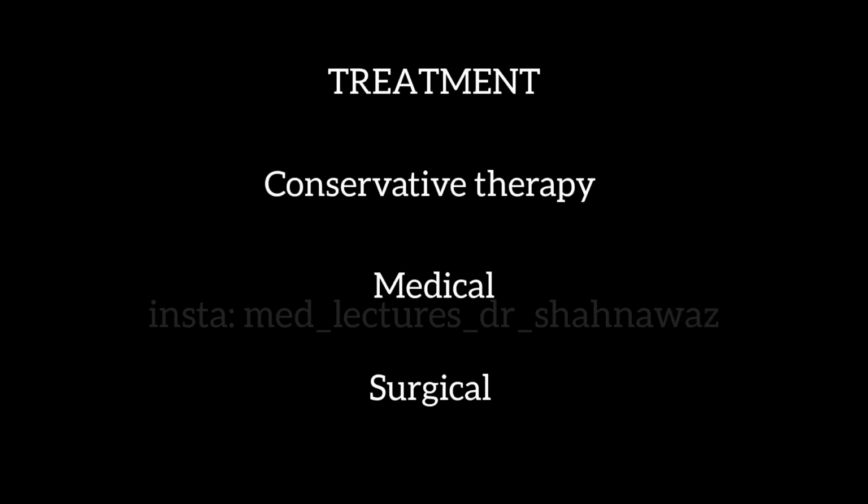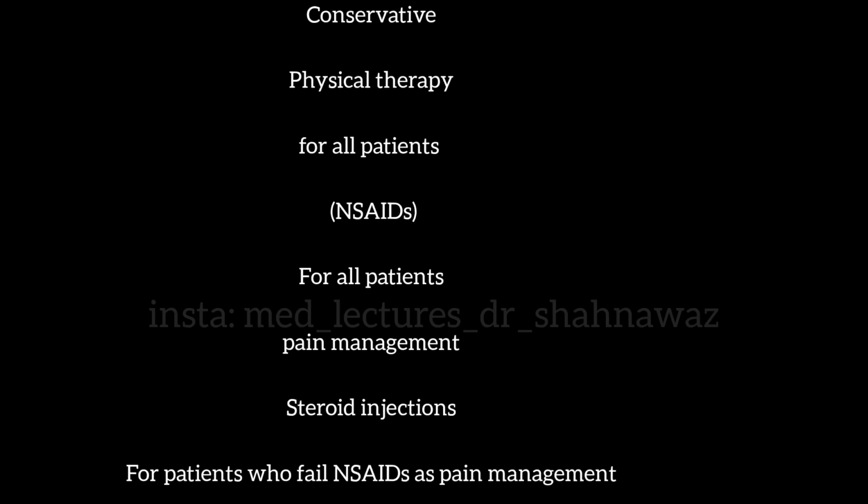So how do we treat rotator cuff injuries? We start with conservative therapy, then medical therapy, and at the end operative therapy. First, the conservative therapy is physical therapy, which is indicated for all patients. In medical therapy, which is indicated for almost all patients, NSAIDs are used; they mostly reduce the pain, not really the inflammation.